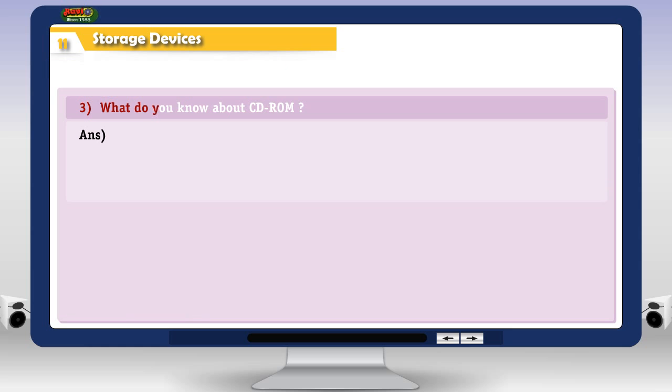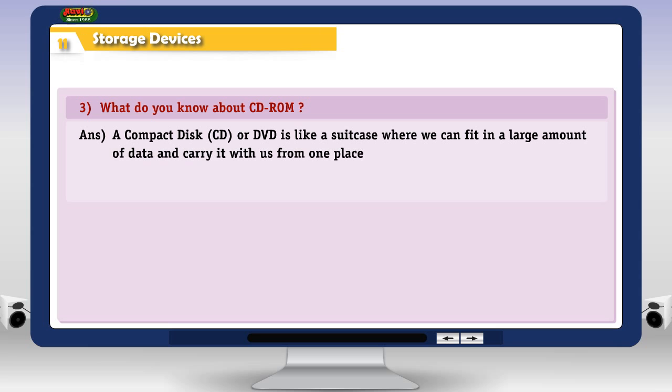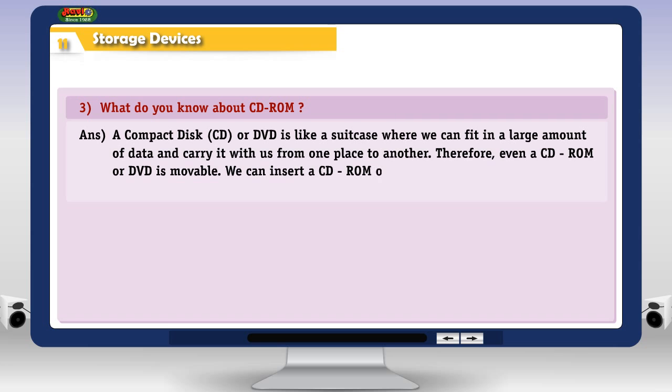3. What do you know about CD-ROM? Answer. A compact disc, CD or DVD is like a suitcase where we can fit in a large amount of data and carry it with us from one place to another. Therefore, even a CD-ROM or DVD is movable. We can insert a CD-ROM or DVD into a CD-ROM or DVD drive of the computer cabinet.